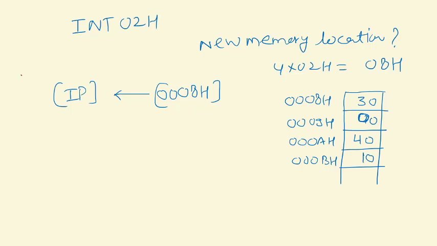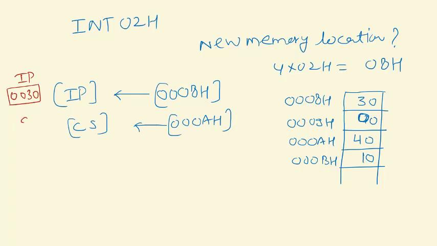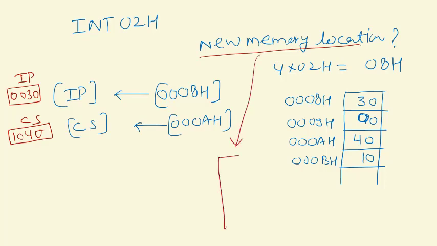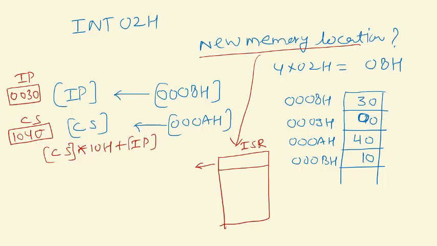So the content of IP will be 0030H, right? And the content at 000AH will be loaded into the code segment register. Now the content of CS will be 1040H. What about the new memory location? This is the interrupt service subroutine, and this is the starting address of the new memory location, which is calculated by CS into 10H plus IP. After putting in the values of CS and IP, we get the new memory location, which is 10430H.